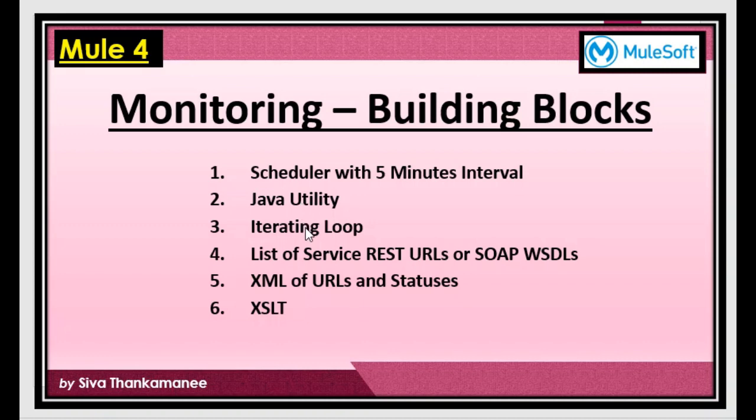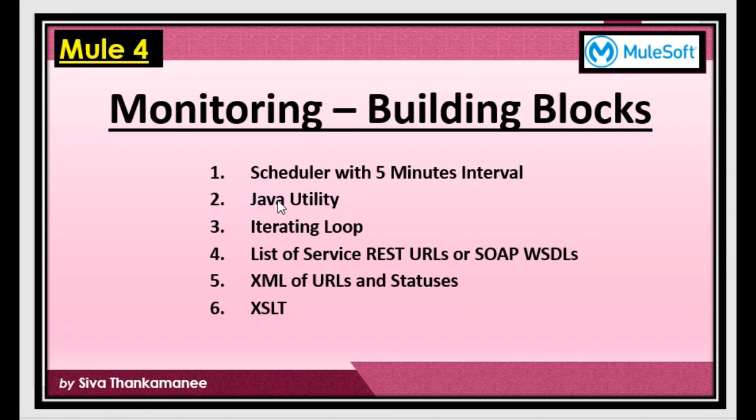Third, we will have a for each loop to iterate through these services. Fourth, you need to have these URLs configured, so you need a list of service REST URLs, or in the case of SOAP services, the SOAP WSDLs. And fifth, you need XMLs that come out of this iteration with the statuses. And finally, you need XSLT, so you can present it in a beautiful and user-friendly manner. These are the 6 simple components required, and all you need is just 10 minutes to do this and deploy it, and you will have this effective monitoring tool ready.